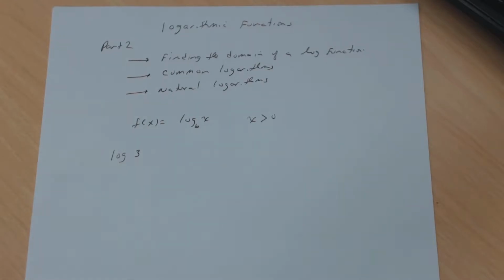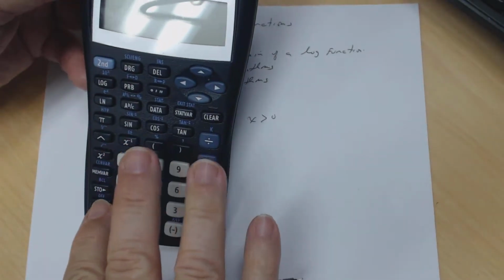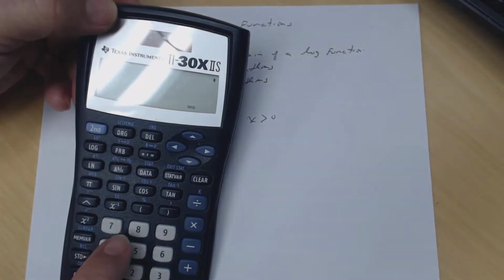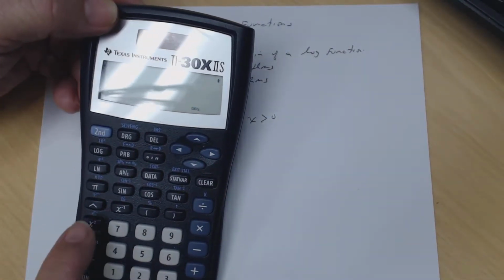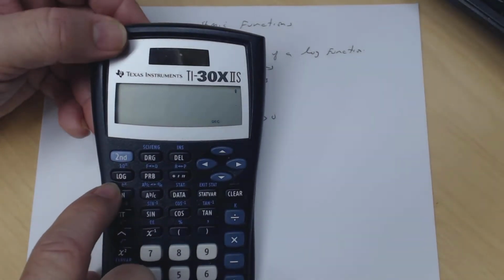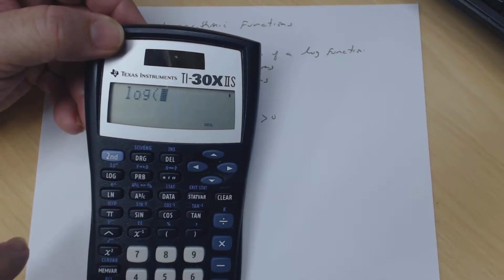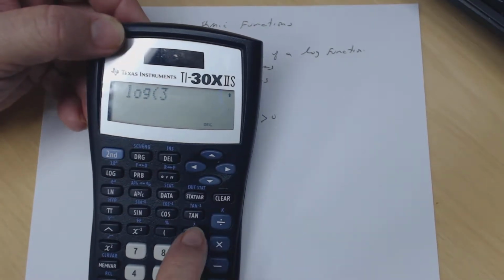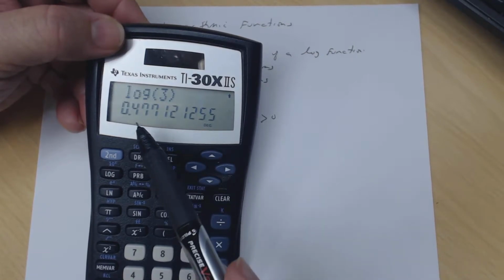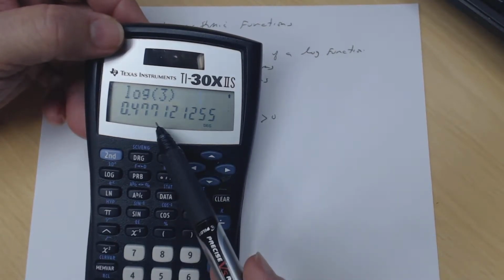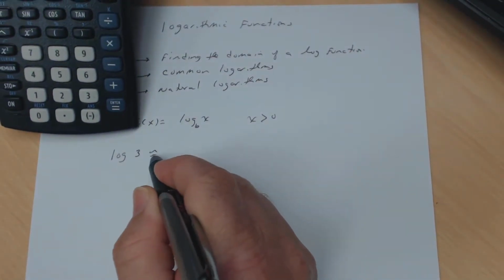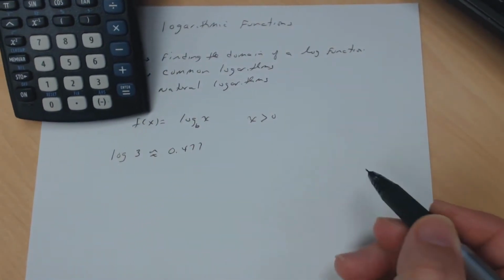So if I take the log of 3, on your calculator, the log button is right here. See right here? That's your log button. So press LOG, and then press 3, close the parentheses, press equal, and so the log of 3 is approximately 0.477, let's say.